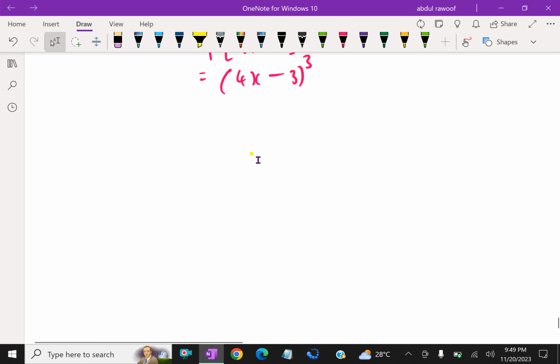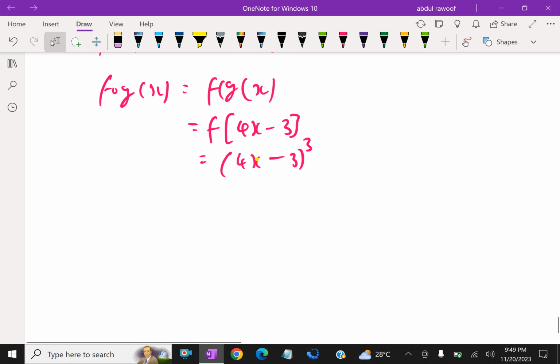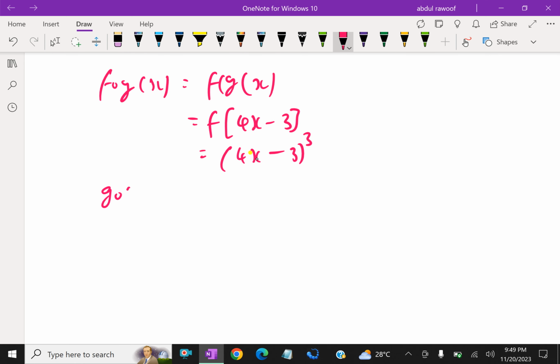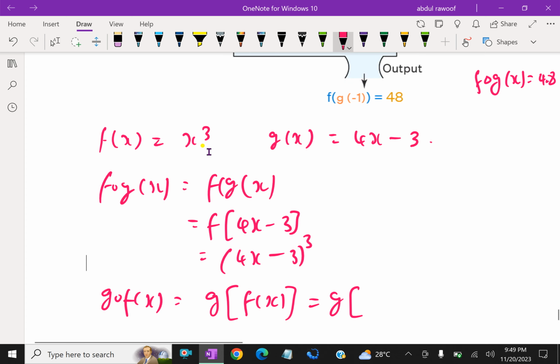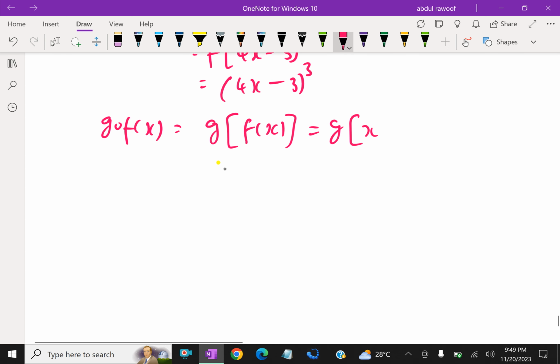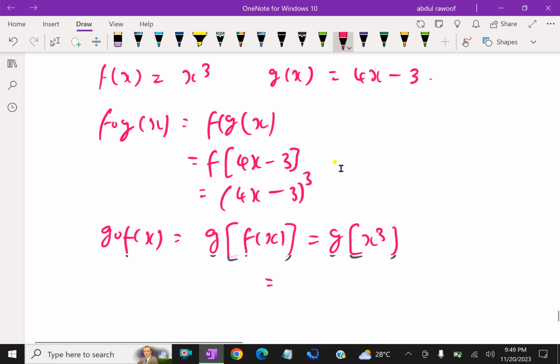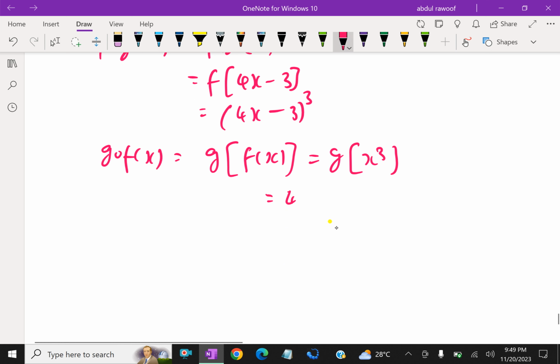Now, for further discussion, we can do some more problems. Here, what is g ∘ f of x? Look at here, g is the outer function and f of x is the inner function. What is f of x here? F of x is x cube. Then we operate g, which is the function 4x minus 3, that is 4x cube minus 3, which equals 4x cube minus 3.